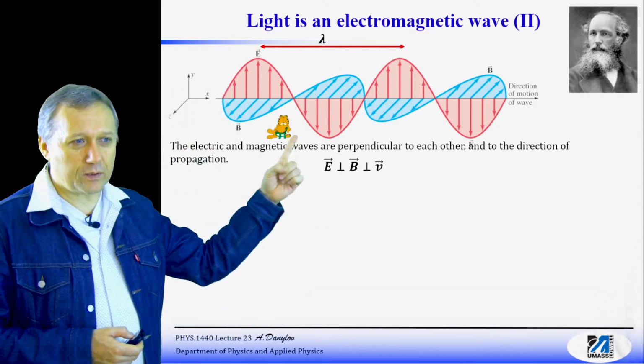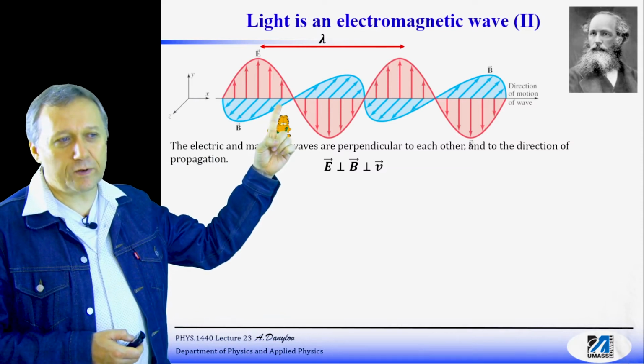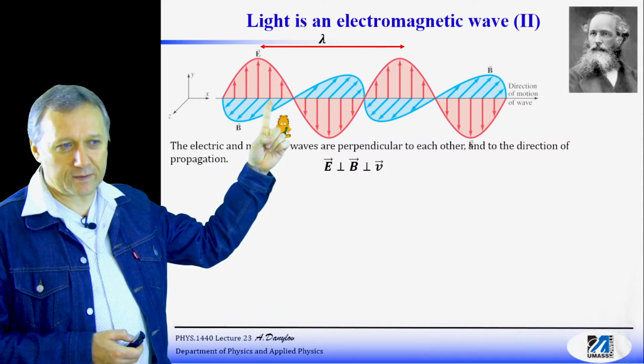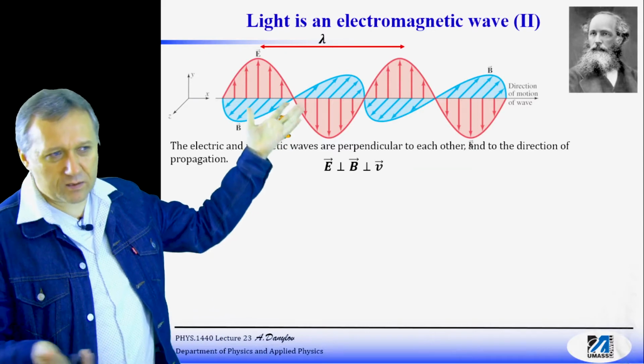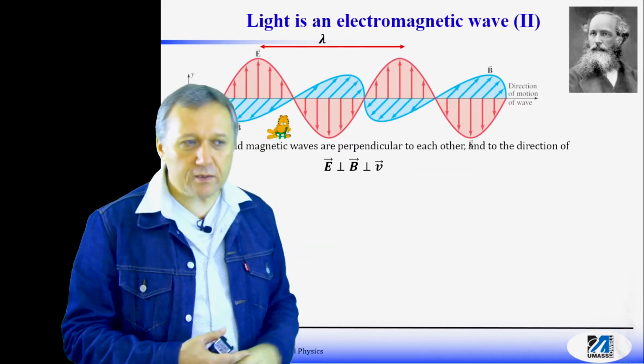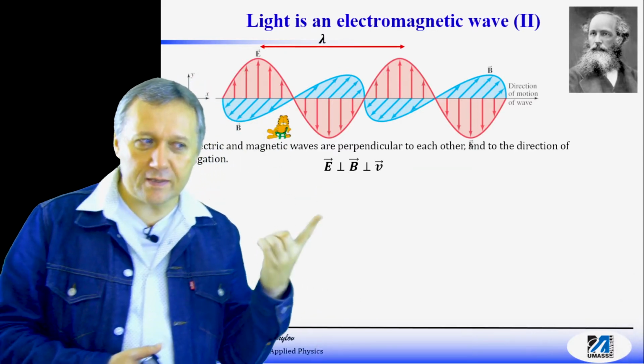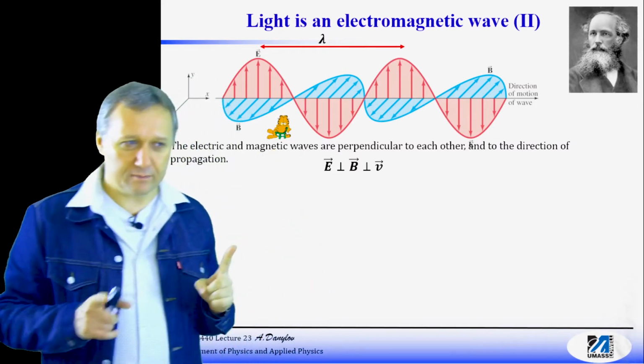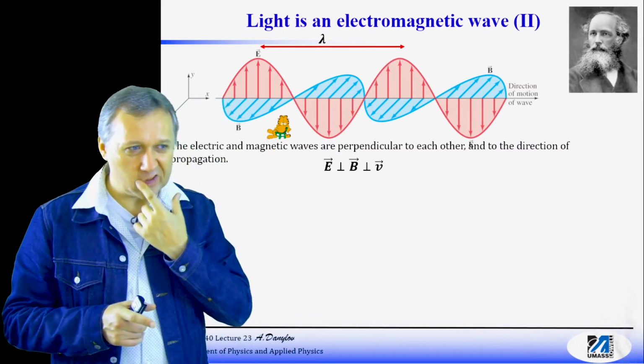Let's imagine that we are sitting over here, for example, on the x-axis, and just sit there without moving, and let's just observe these waves. These fields, the electric field and the magnetic field.